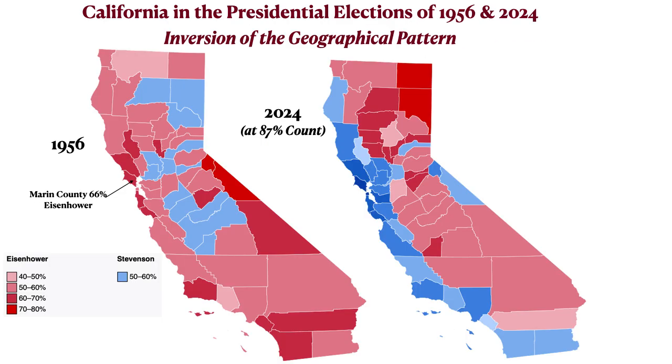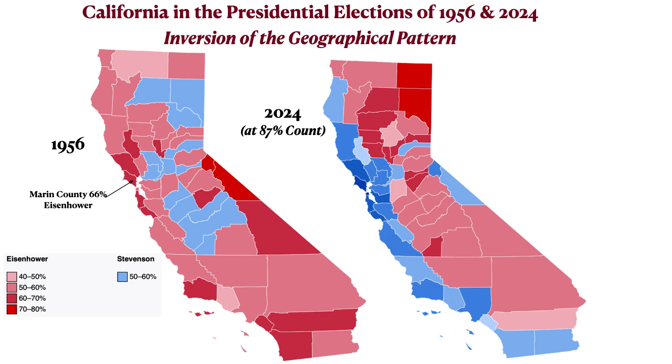California is also really interesting to compare 1956 and 2024 because you see almost an inversion of the map, where in 1956, Stevenson, the more liberal candidate, did very well in the San Joaquin Valley in the south central part of the state. A lot of that had been resettled by Southerners in the Dust Bowl. He also did quite well in a number of sparsely populated mining, logging, and ranching counties in the Northeast.